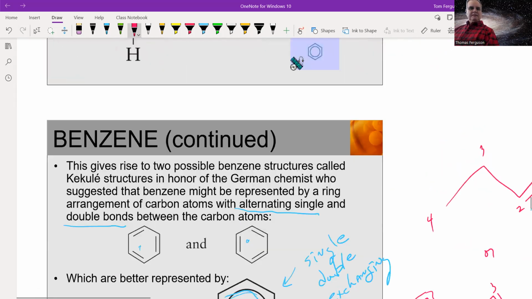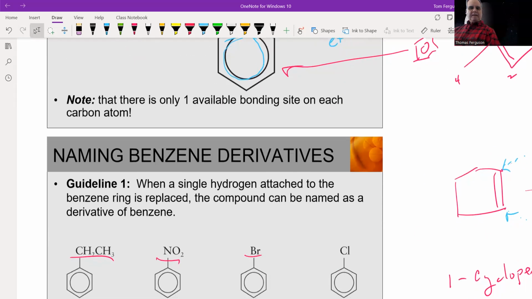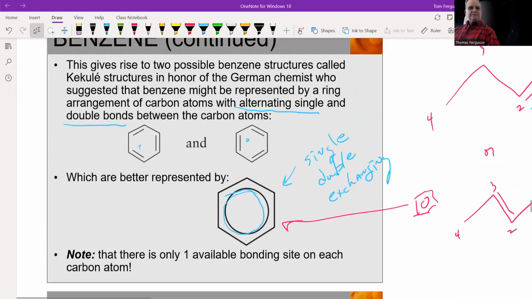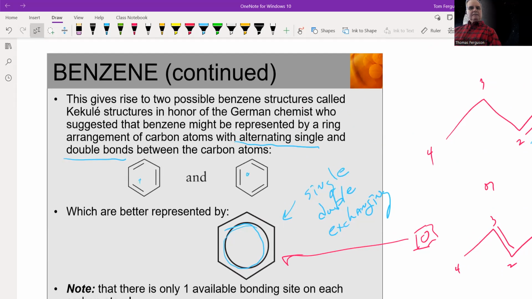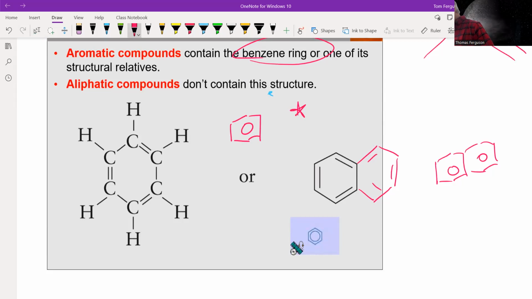Now, the thing about benzene, it is super stable. And for a long time, they thought it didn't react with anything. Well, they still think that, but it has its own little issues.